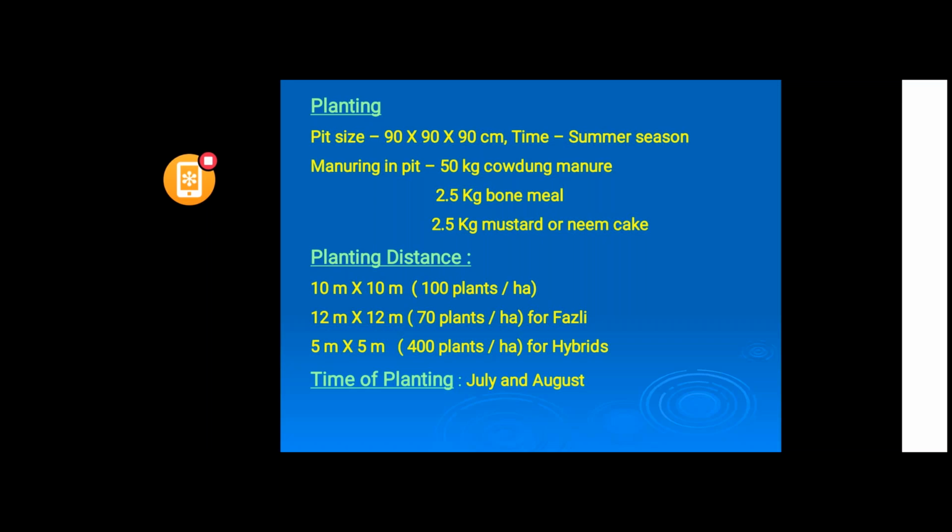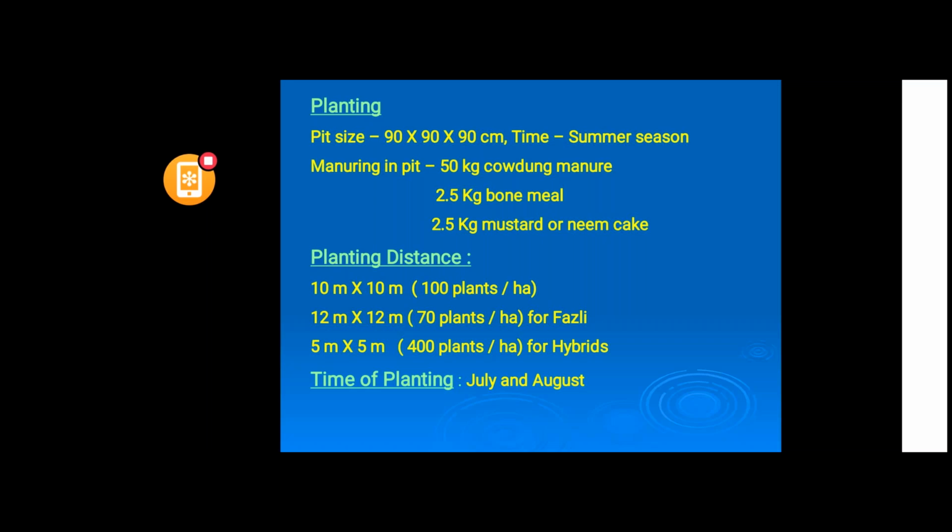For planting, as you know, the pit size is 90 centimeter cubic. The pit should be prepared in the summer season or the dry period of the month, with 50 kg cow dung manure per pit, 2.5 kg bone meal, and 2.5 kg mustard or neem cake mixed in the initial stage. If not available, then you can add 500 gram SSP and 1 kg muriate of potash to each pit. Planting distance is generally 10 by 10 meter, 100 plants per hectare, and 12 by 12 meter for vigorous plants.